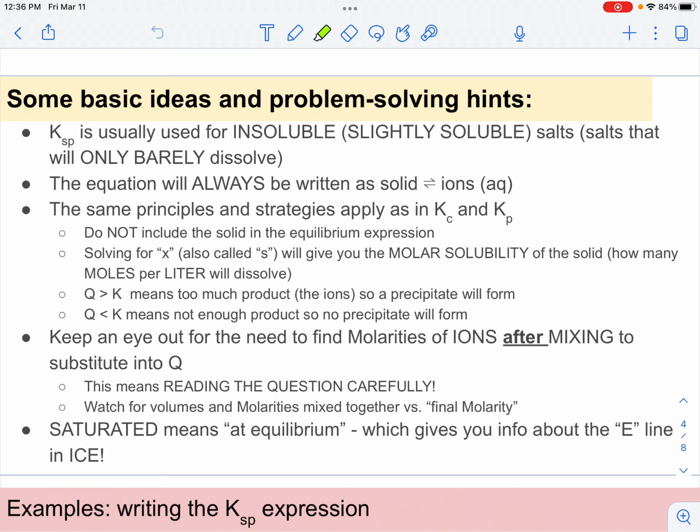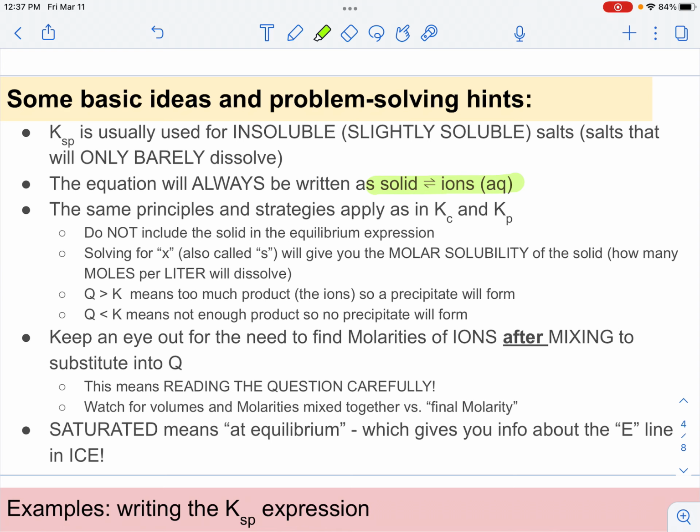KSP stands for solubility product constant, and it's the equilibrium situation between a solid and the ions that it dissolves into when you put it in water. So the equation will always be written with your solid on the left and your aqueous ions on the right. And you have to make sure that you're putting in coefficients to match the subscripts on the ions in the compound, so we'll talk about that.